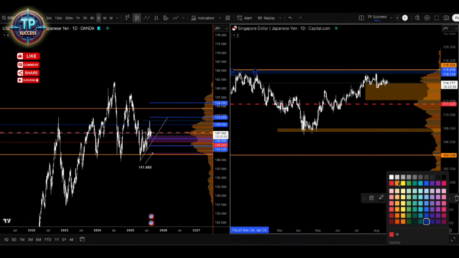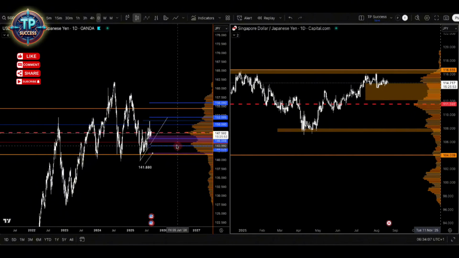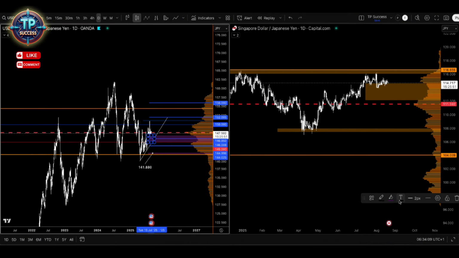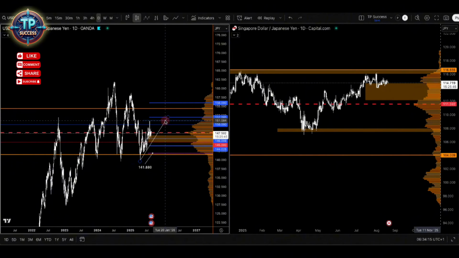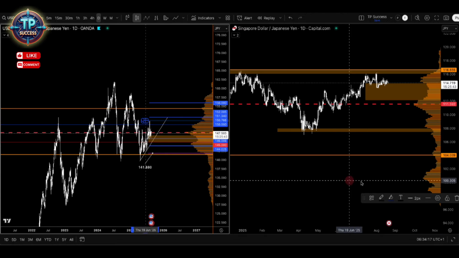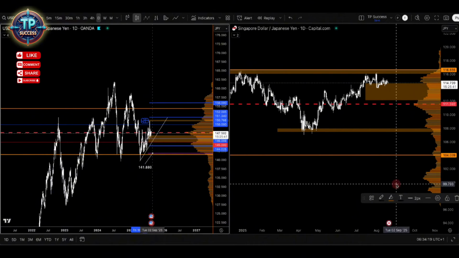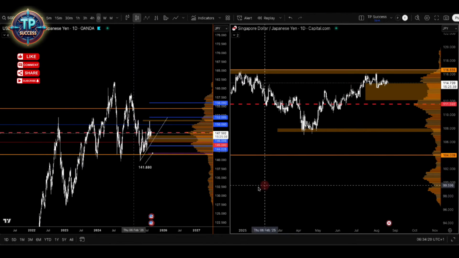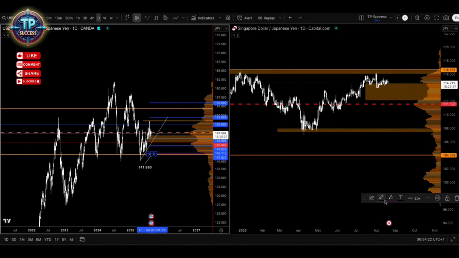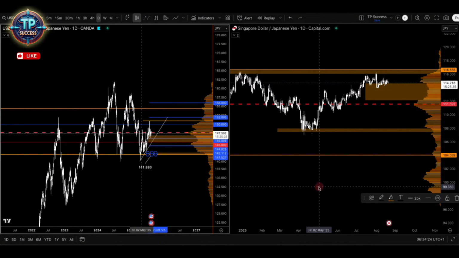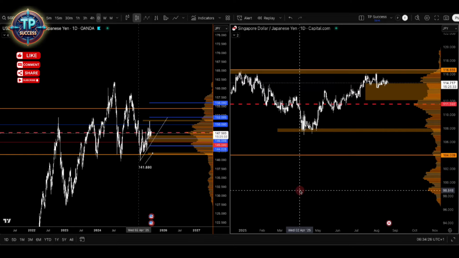Just changing up these colors a bit, just to make it look a bit normal. Because sometimes these colors work well for me behind my screen, but they might not be working so well for you watching at home. So let me just make it all stand out.